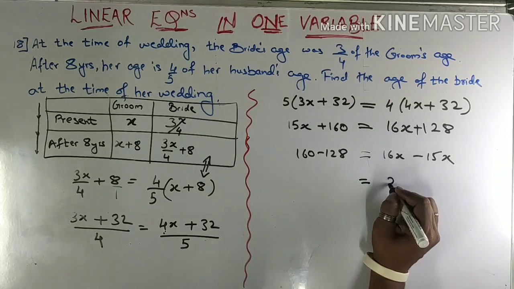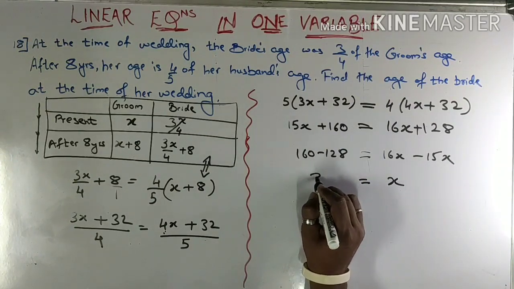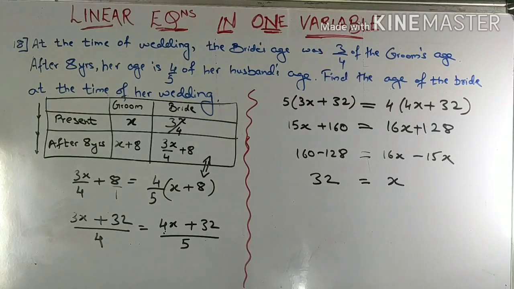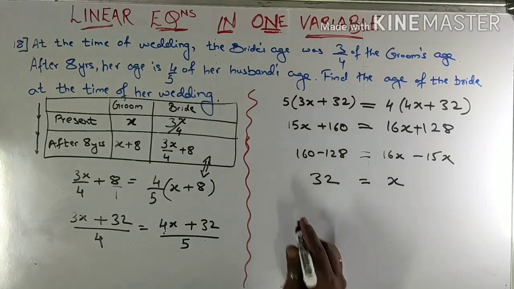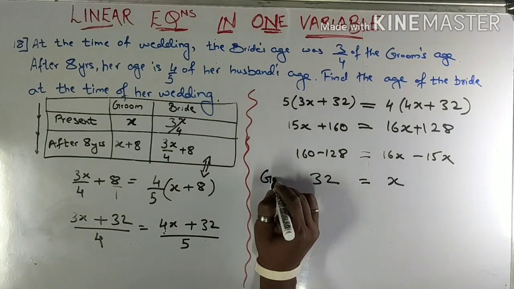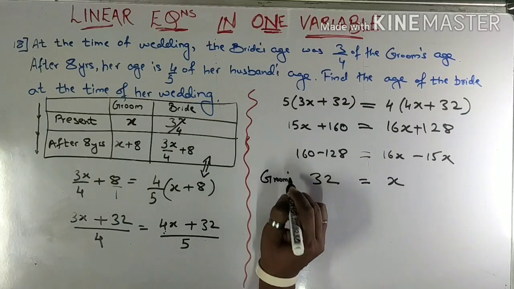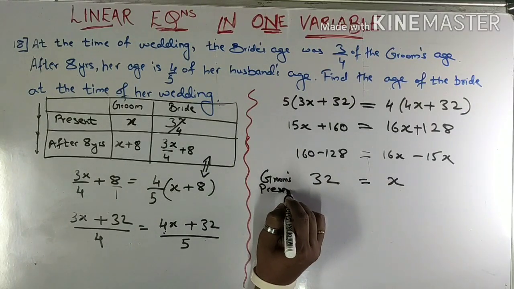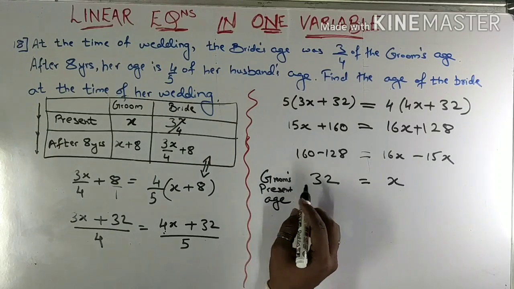Therefore, x is equals to 32. So this is my groom's present age.